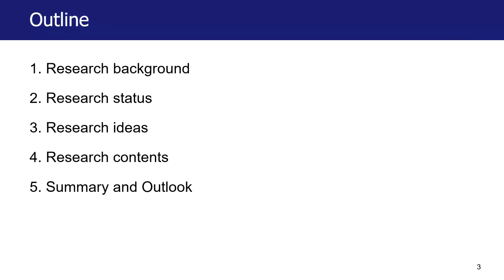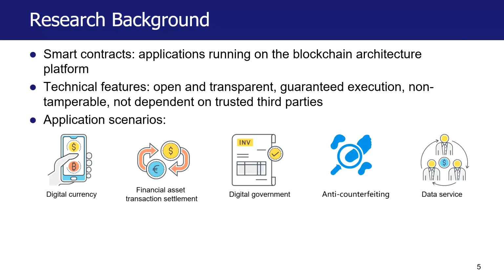Here, I would like to introduce some research background and research status, and some ideas, content, and achievements, then give a summary. We may note that the smart contract is an application running on the blockchain architecture platform. Ethereum gives a very good example. Smart contracts have technical features like being open and transparent, guaranteed execution, non-tamperable, and not depending on a trusted third party.